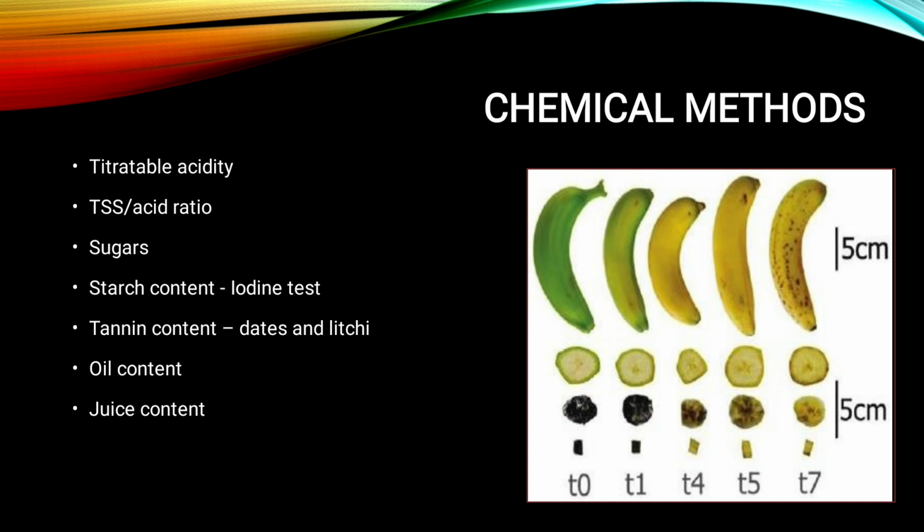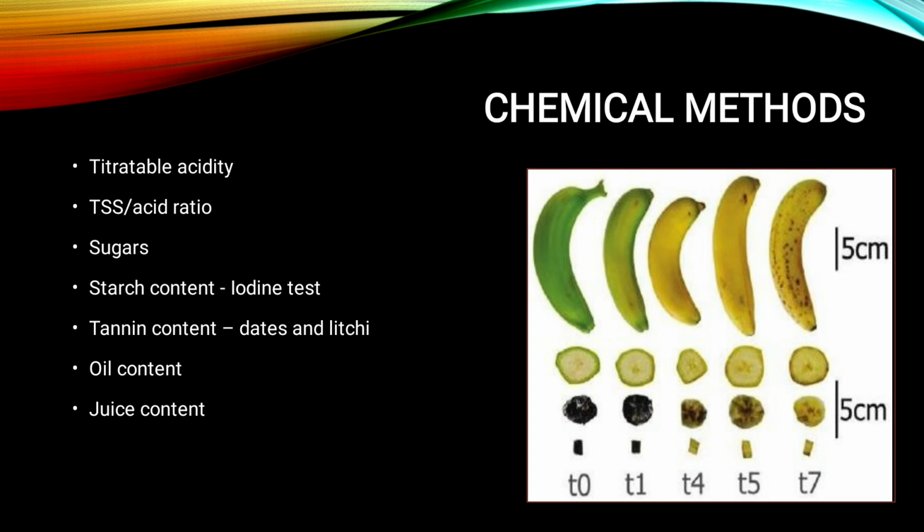Then there is the TSS and acid ratio, that is nothing but the sugar acid ratio. In case of matured fruit, acid is quite higher, but in case of ripened fruit, acid decreases and sugar content increases. Then there is starch content. We can assess through starch content also.